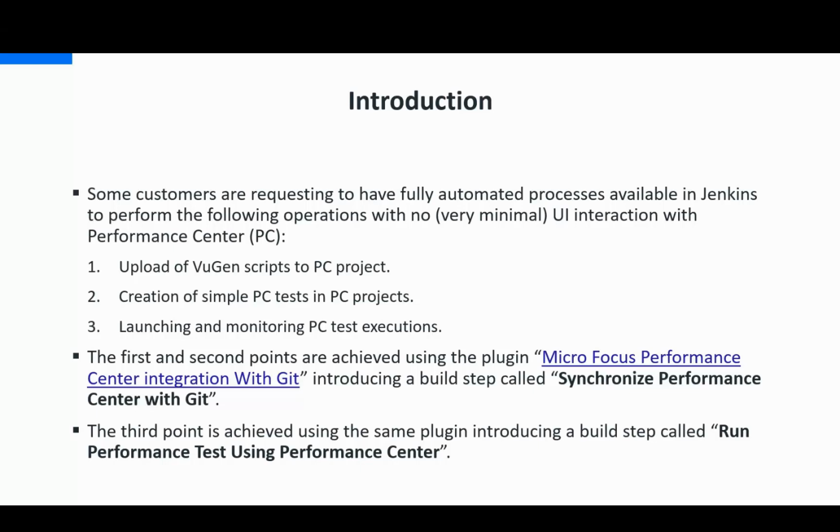So we want first to upload a script to Performance Center, and we want the possibility to create a Performance Center test in a PC project. Okay, we have a plugin that is named Microfocus Performance Center integration with Git, allowing that via a build step named Synchronize Performance Center with Git.